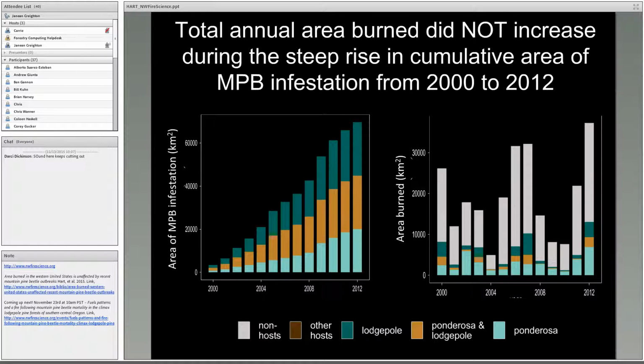So again, here are the maps side by side. You can see we've got time on the x-axis, and then the first graph is showing you the area of mountain pine beetle infestation with that clear increase in the area that's been infested. And then if we look at area burned, there doesn't appear to be that dramatic of an increase.